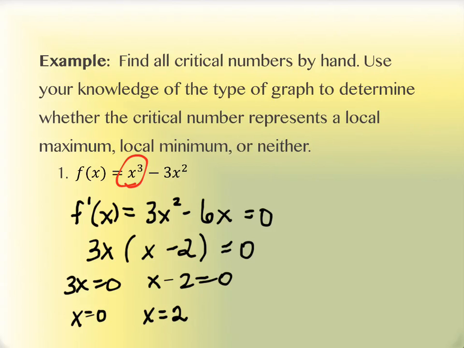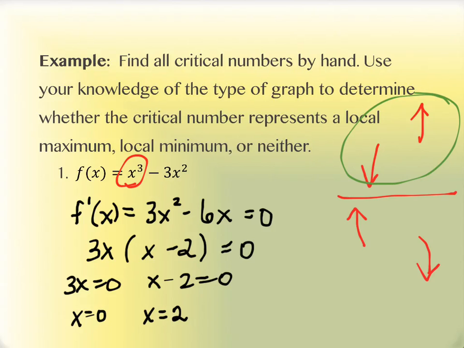X cubed graphs either go down on the left and up on the right, right? They look like that. Or they go up on the left and down on the right. Those are our only options. They may have some peaks and valleys between, they may not, but those are the only two options. Which one is this one? Do you know? It's the top one. How can you tell? Because it's positive on the x cubed. Because the x cubed is positive, it looks like that top graph.